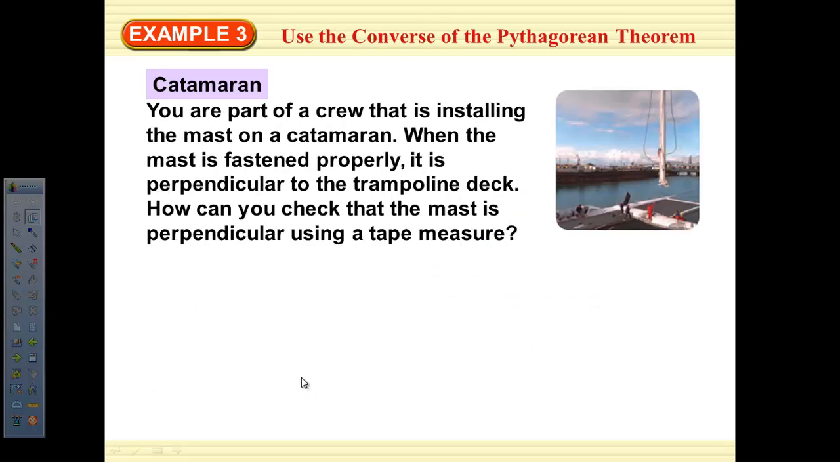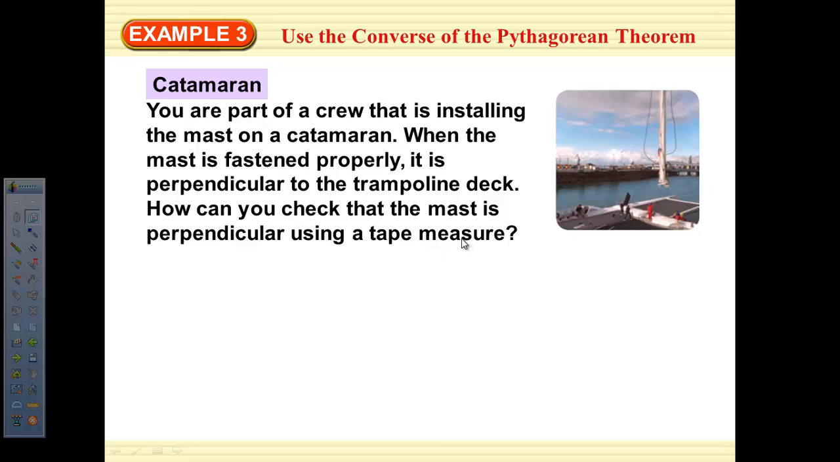Now, it says we're part of a crew that is installing the mast on the catamaran. The mast is right here, and we have these little things on the sides that are like trampolines. When the mast is fastened properly, it should be perpendicular to the trampoline deck. So how can we check that the mast is perpendicular?